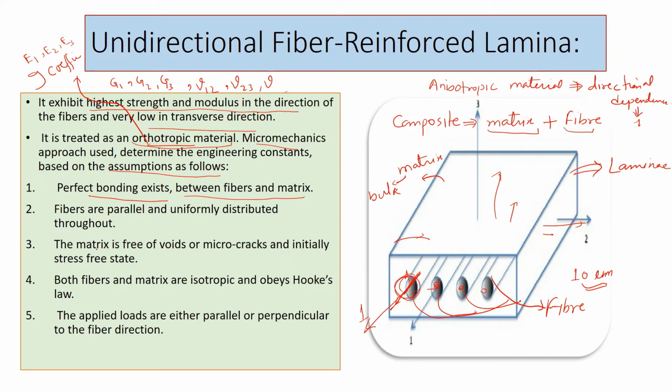And the matrix is free of voids. So what we assume is that in this matrix there are no voids, no cracks, no microcracks, and initially there is no stress developed in it. So it is a stress-free state. Now, both fibers and matrix are isotropic. This is also one assumption, that the fibers and matrix both are isotropic and obey Hooke's law.